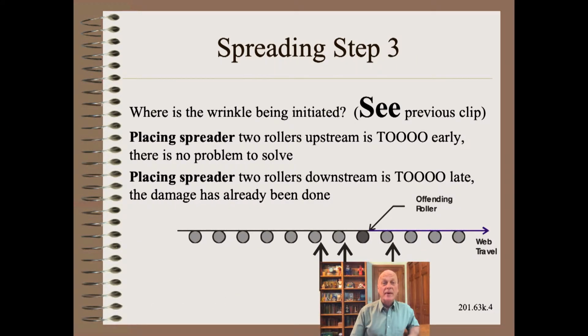Wrinkling step 3 is not what type of spreader to use, but rather where the spreader must go. Here, as in real estate, it is location, location, location. Placing a spreader 2 rollers upstream is too early. There is no problem to solve. Placing a spreader 2 rollers downstream is too late. The damage has already been done.